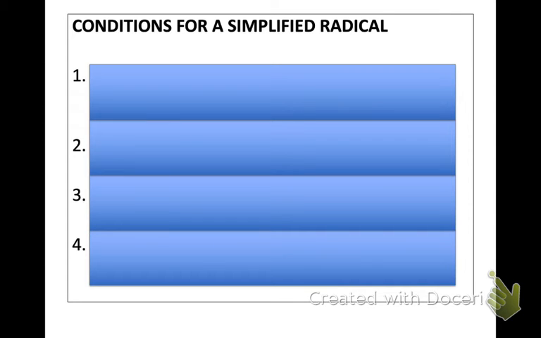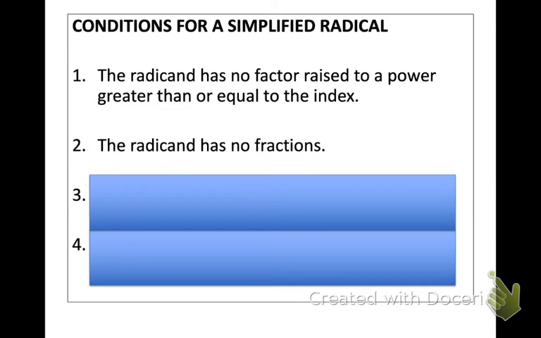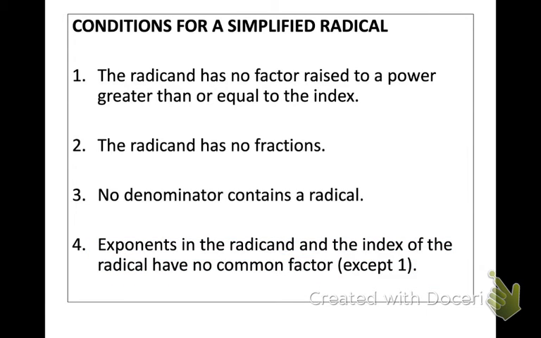So now what's going to happen is we're going to end up with radicals where we need to simplify further. So conditions for a simplified radical. Number 1, the radicand has no factor raised to a power greater than or equal to the index. Number 2, the radicand has no fractions. Number 3, the denominator contains no radical. So we cannot leave radicals in the denominator. And number 4, exponents in the radicand and the index of the radical have no common factor except 1.